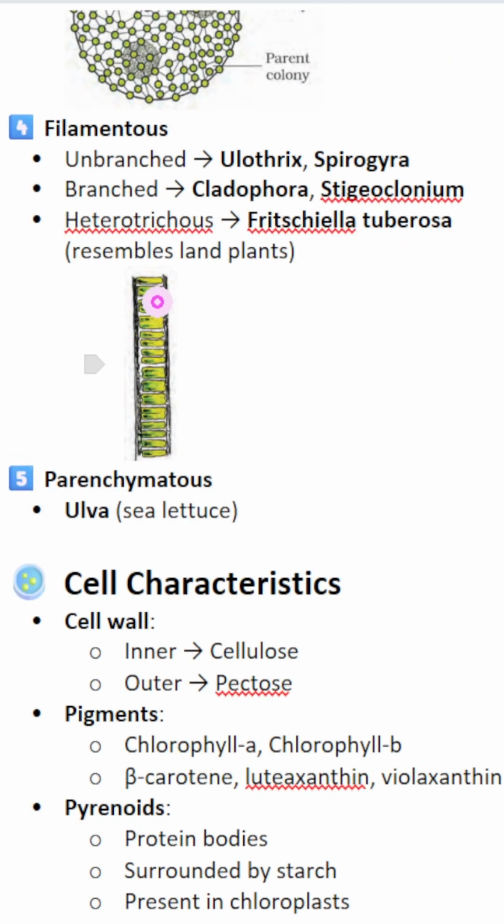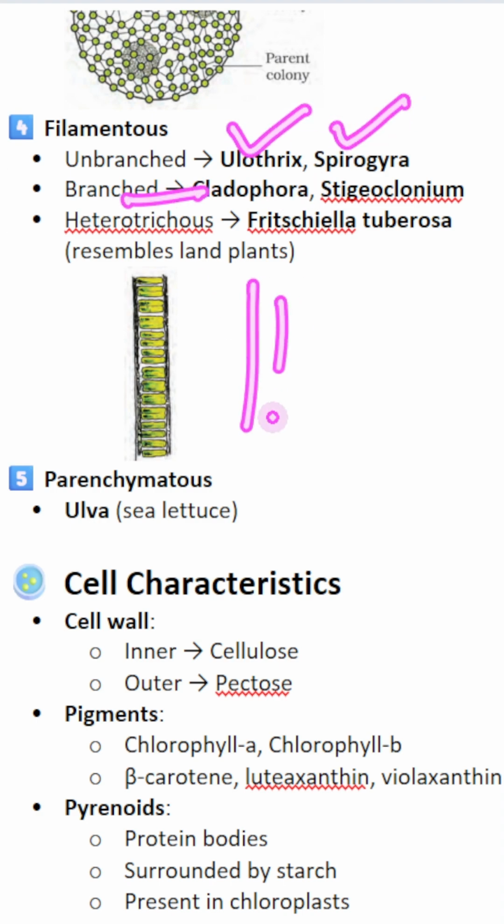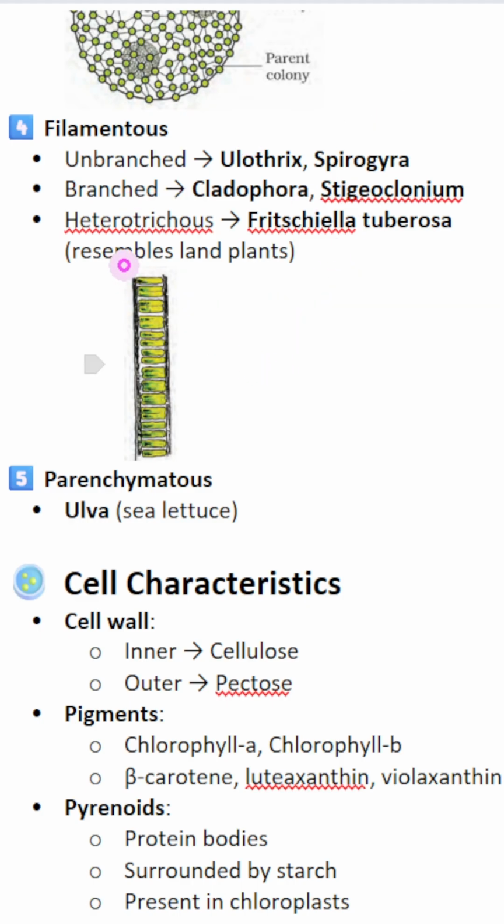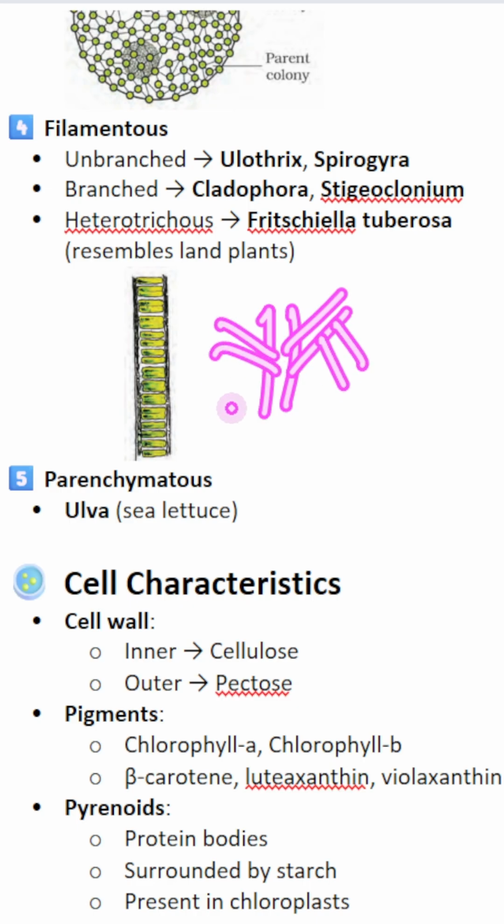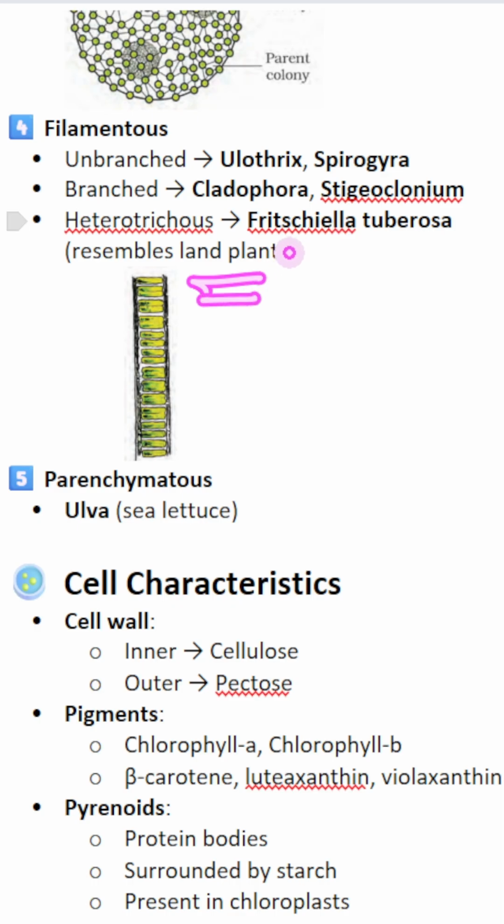Filamentous means a filament-like structure, and we find they are normally unbranched. These are the examples normally asked in the NEET exam. Ulothrix is unbranched, Spirogyra is unbranched. Branched is Cladophora, where we find a branching system. Heterotrichous means different types of branching are present in the same plant, resembling land plants, like Fritschiella tuberosa. So these are the examples of the filamentous type.